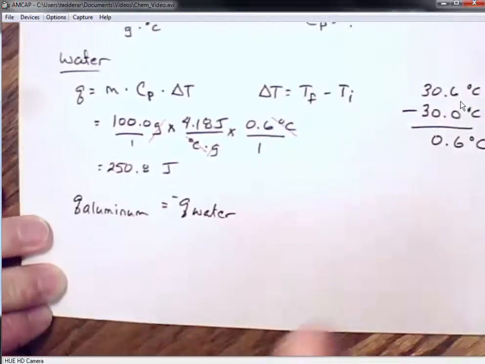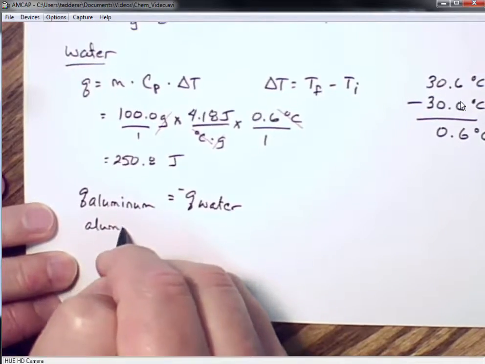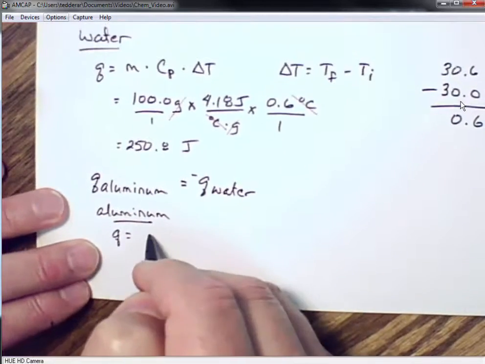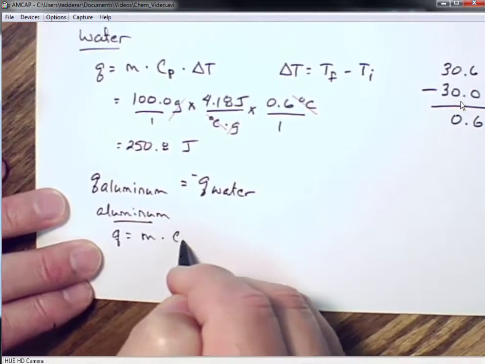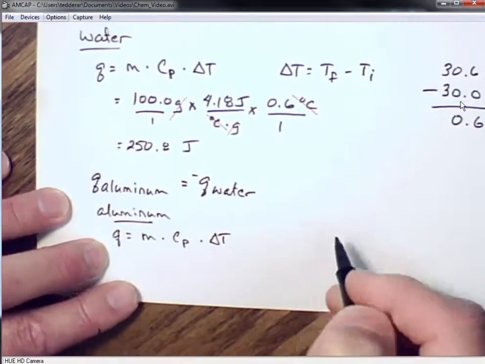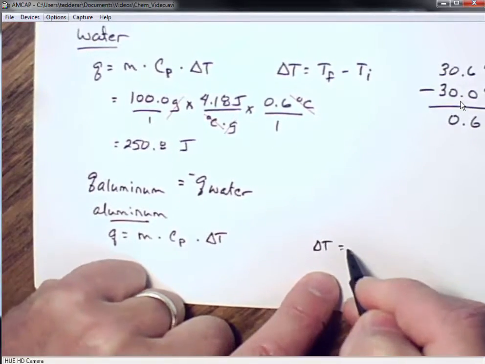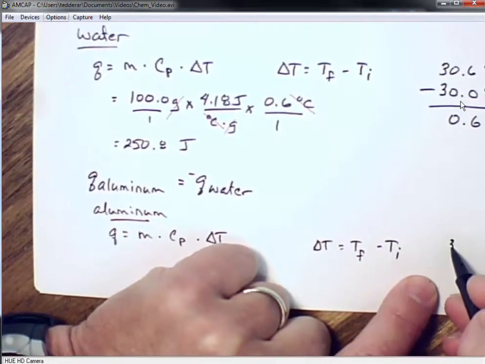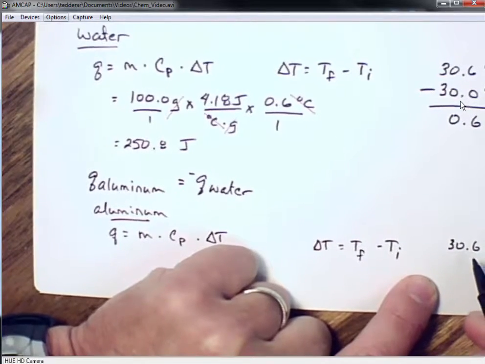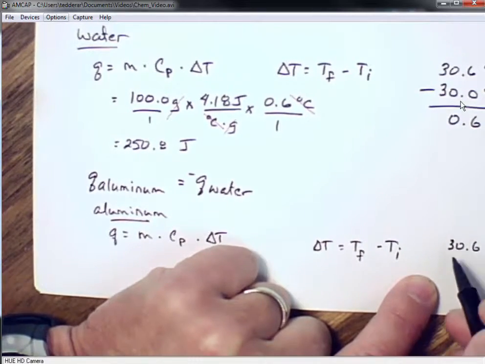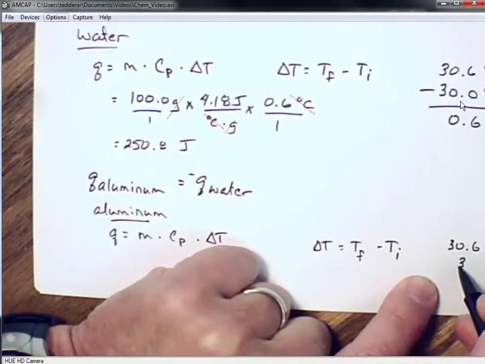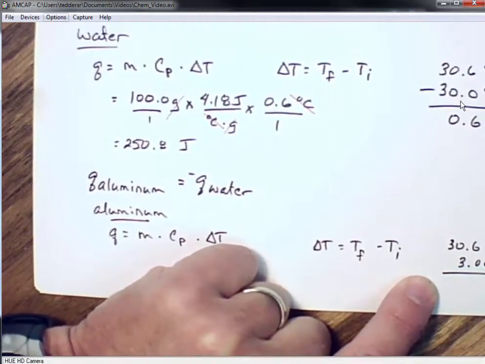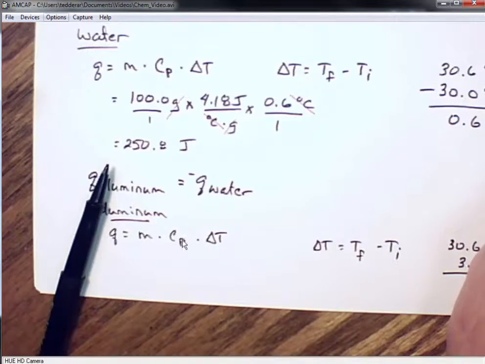But for the aluminum then, we've got Q equals mass times specific heat times the change in temperature. Change in temperature, temperature final minus temperature initial. Final temperature is 30.6 degrees C. We're subtracting the initial temperature, which is 3.00 degrees C. And so what we're going to get here is, let's go to the calculator.